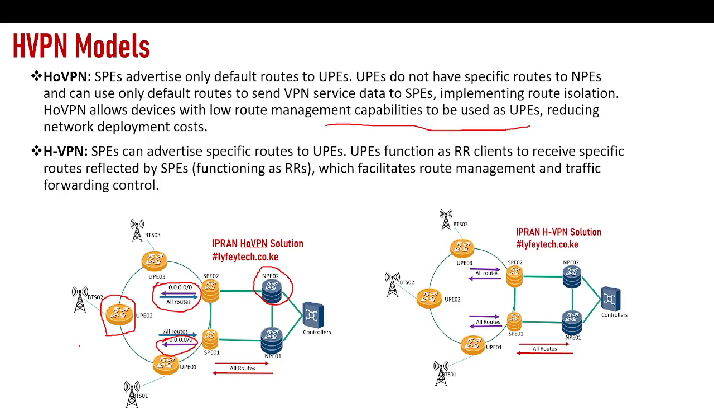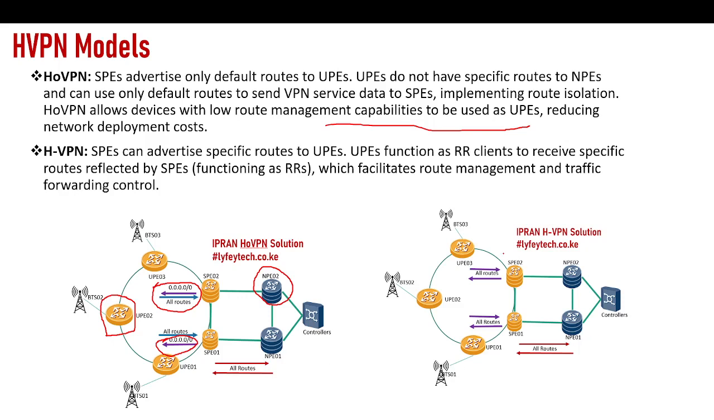So, and they end up aggregating on the SPE. So with the HVPN solution, we are only advertising the default route to the UPEs. The specific routes are not advertised to the UPEs. Then we have the HoVPN, the hierarchical VPN solution. So this one, SPEs can advertise specific routes to the UPEs.